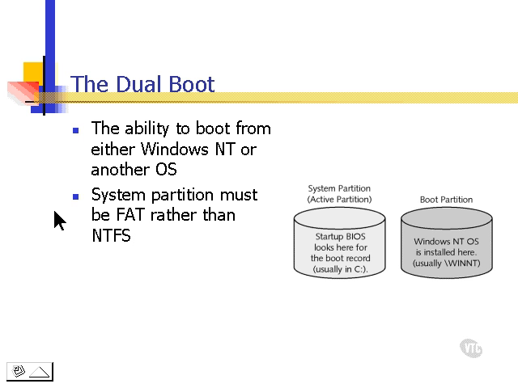However, since the Windows 9X operating system can see FAT16 only, we need to format the system partition in FAT16 rather than NTFS. That way the Windows 9X operating system will be able to see the system partition and will be able to boot.